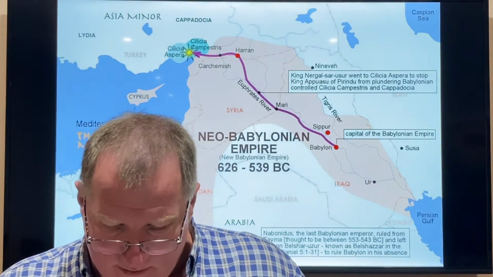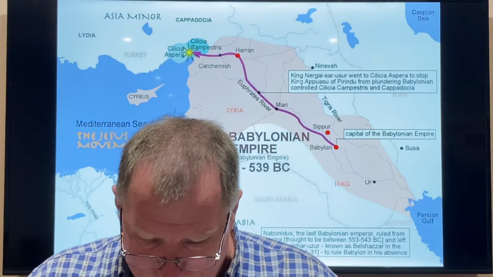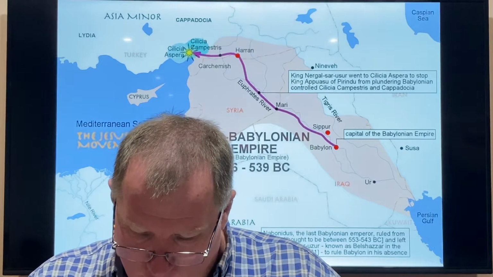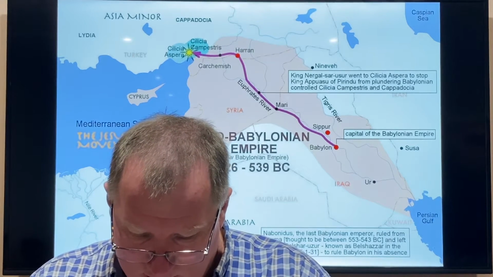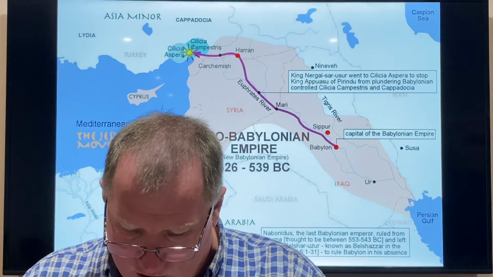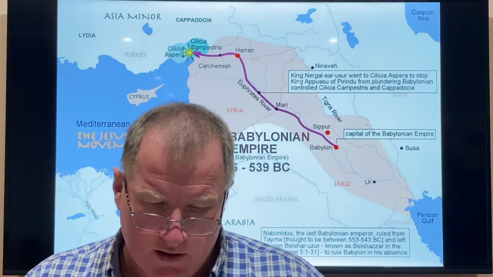Apuasu mustered an army to set out and plunder Babylonian-controlled Cilicia, Campestris and Cappadocia, which was called Syria by the Greeks. Although mature of age, King Nergal-Sharazer not only led his Babylonian army to stop the threat, he went on and destroyed Cilicia's cities until he reached the border with Lydia and returned home.